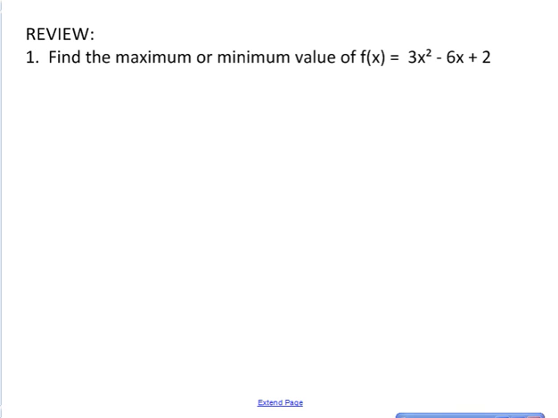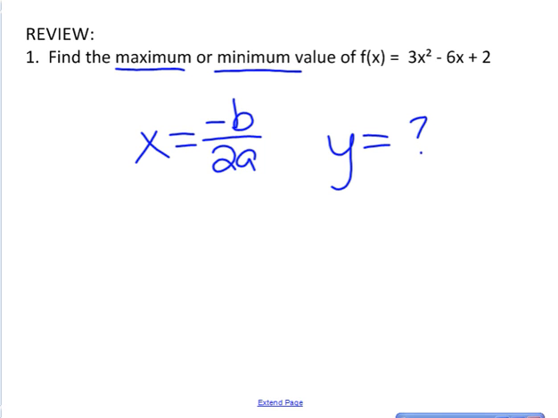All right, a little bit of review. This is on your semester exam, so you do need to know how to do this. We're going to find the maximum or minimum value, and remember I said we've done this before, just it's been a while. What we're going to do is negative b over 2a, and that's going to give us our x value, which is not what we're trying to find. When it says maximum or minimum value, what we're really trying to find is the y. So you're wondering, why are you finding the x? Well, we can't find the y until we find the x, so we actually have to find the x first.